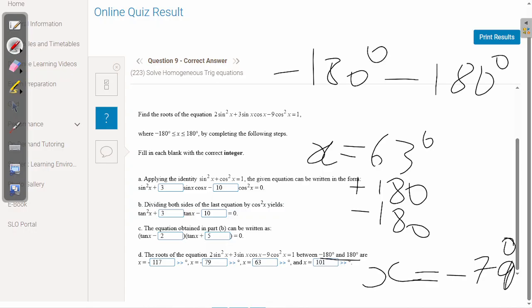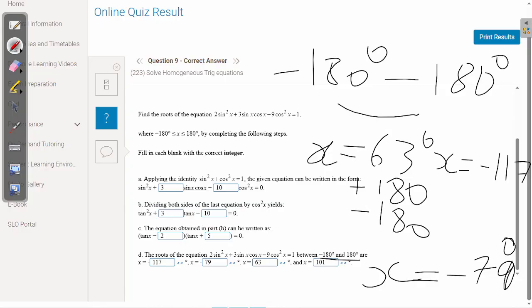If we add 180 to 63, what do we get? 63 plus 180 is 243, obviously bigger than 180, so we can't put that. If we do 63 minus 180, we get negative 117. And this is in between this range, so it's correct. So x is equal to negative 117.